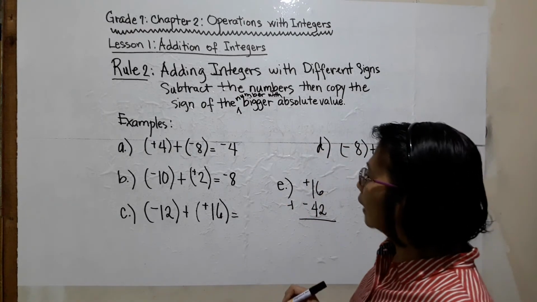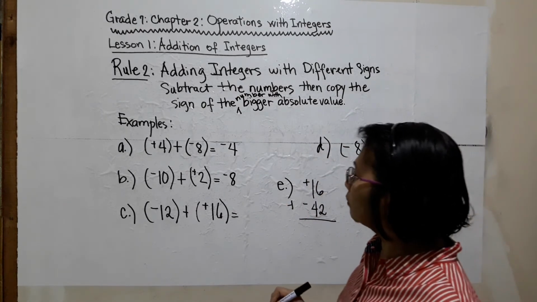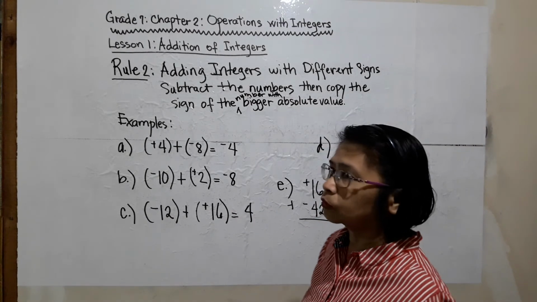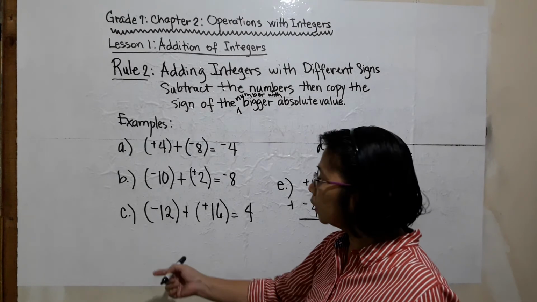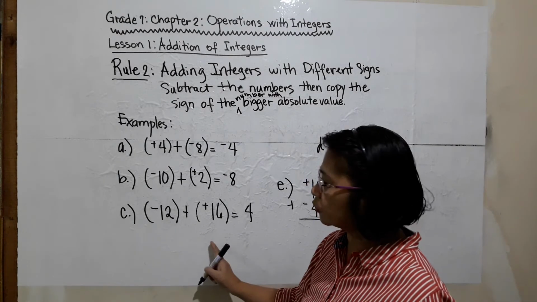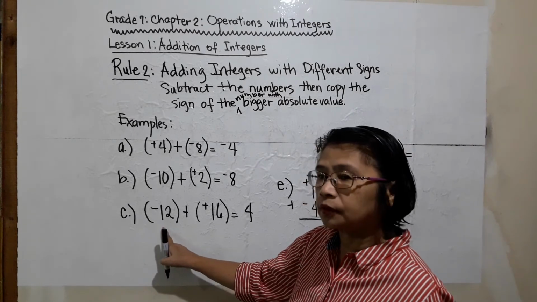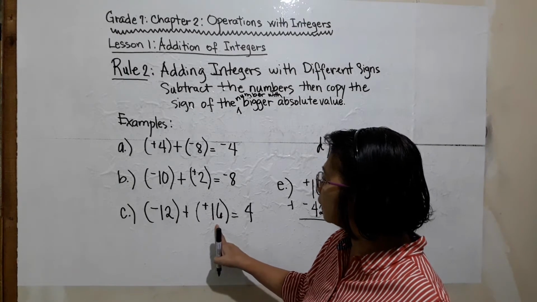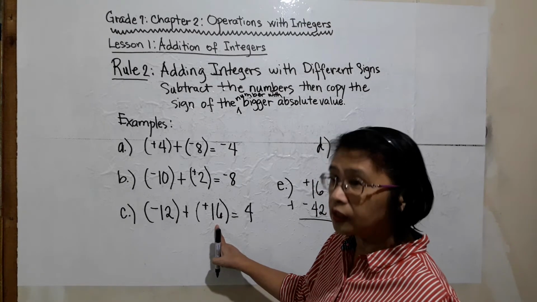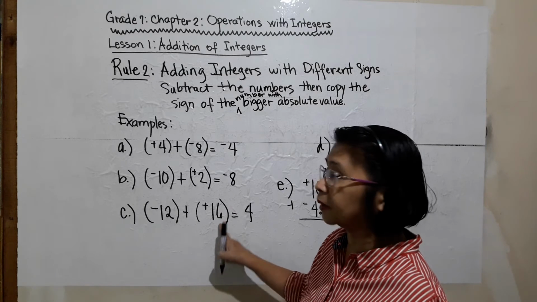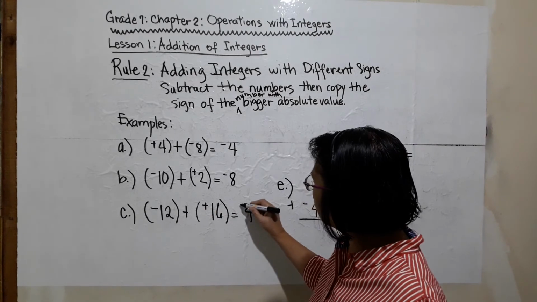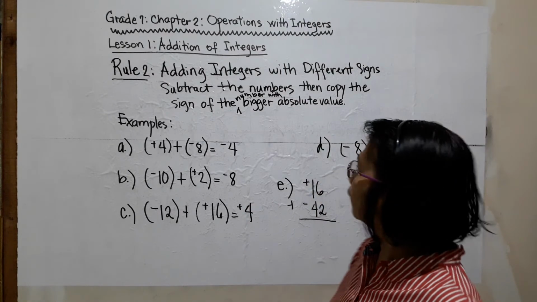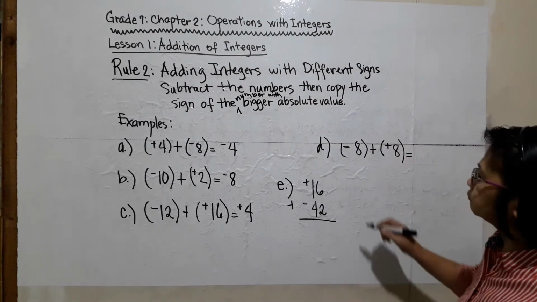Okay? Letter C example. Subtract the numbers. 16 minus 12 is 4. Okay, what should be the sign? Let us first identify the absolute value of each integer. Negative 12, what is the absolute value? It is positive 12. What is the absolute value of positive 16? It is positive 16. So therefore, positive 16 has bigger absolute value. Take the sign of positive 16. Do you understand?